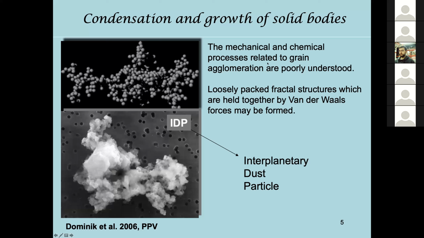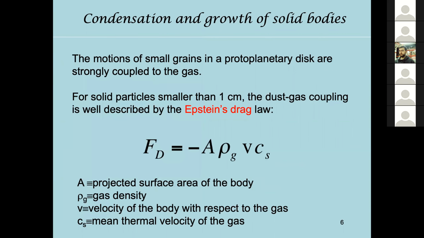So as I wrote here, the mechanical and chemical process related to grain agglomeration is very poorly understood. So we know that you can form this loosely packed fractal structure, and what is this force that is holding these things together? These are the van der Waals forces, like dipole-dipole or dipole-induced dipole forces among the molecules that form these structures.